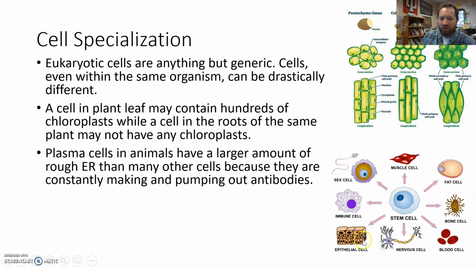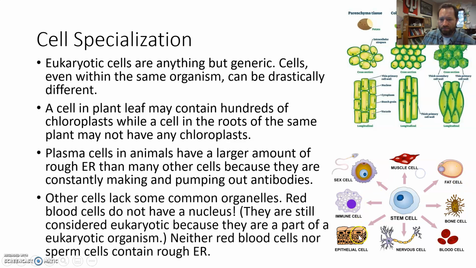I got a slide here of human cells. So human cells are very, very different too. There is no one generic cell that just fits the bill for all cells. Plasma cells in animals have a very large amount of rough ER. One of the reasons is that they're constantly pumping out antibodies. They're making proteins, antibodies, that go out and fight bacterial cells or viruses. They fight invaders.